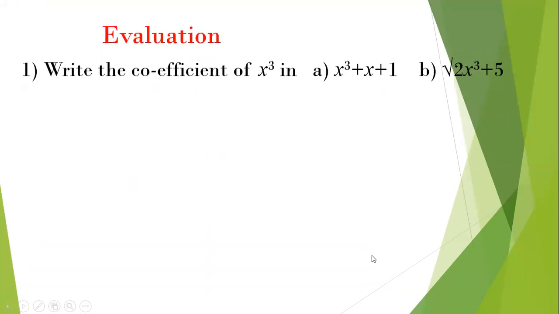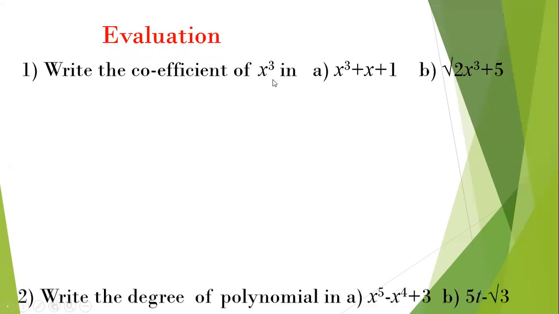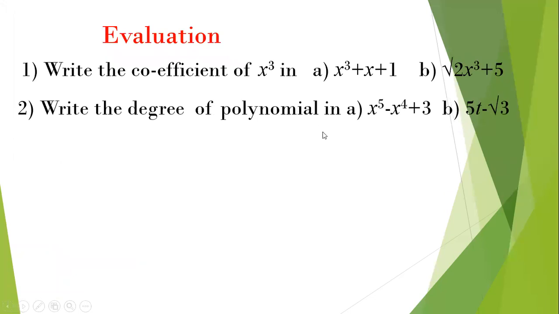I will give some evaluation. You try at your home. Write the coefficient of x cube in the first one, x cube plus x plus 1. In the second one, root 2 x cube plus 5. You just observe here and write the coefficient of x cube only. In the second one, write the degree of the polynomial. So you just identify the polynomial and variables. What is the largest degree? Find out the largest degree of the variable terms. Then it will be the degree of the polynomial.